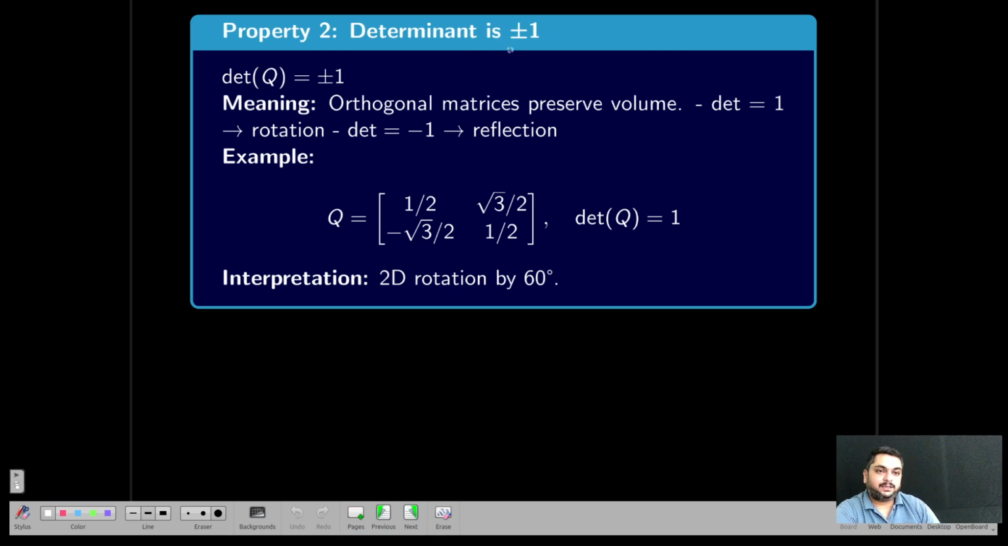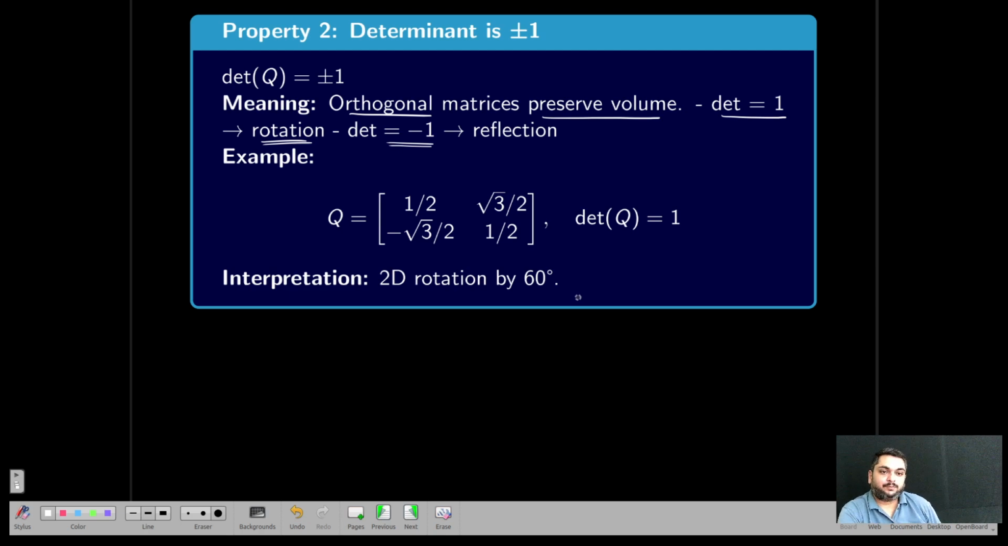Now, the determinant is plus or minus 1, meaning orthogonal matrices preserve volume. That is, I told you, determinant equal to 1 implies rotation. Determinant equal to minus 1 implies reflection. See, the size will not shrink or expand in the space. It will preserve the volume. Volume in 3D, if you take, will not shrink. Whatever volume is produced by this matrix is the same. The only thing is it rotates. Why is rotation important? To study different properties after application.